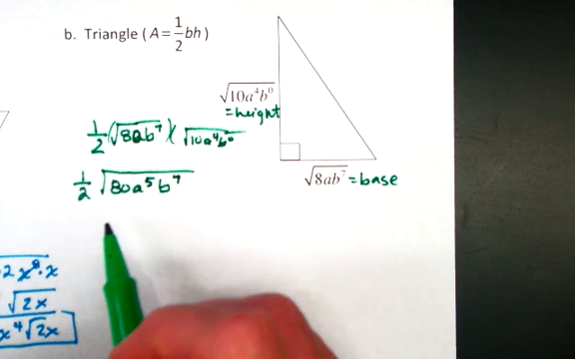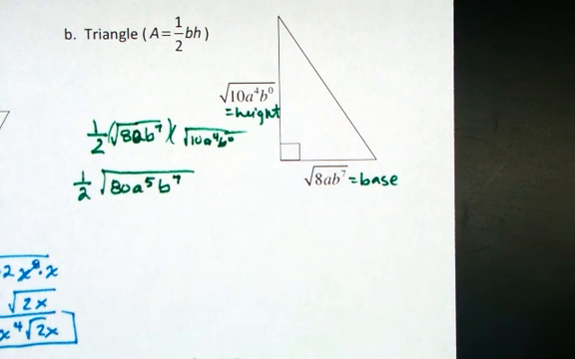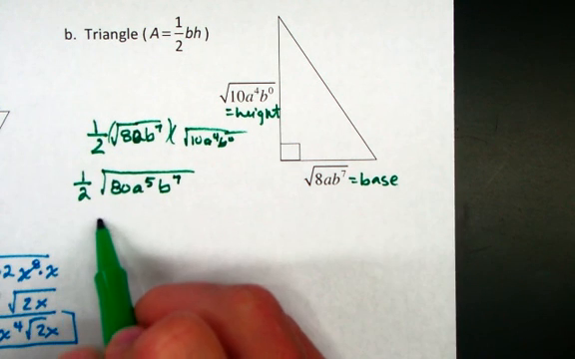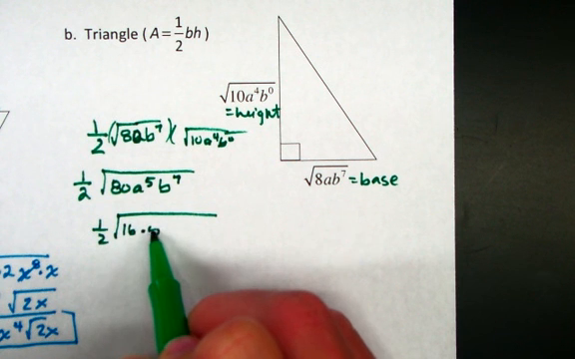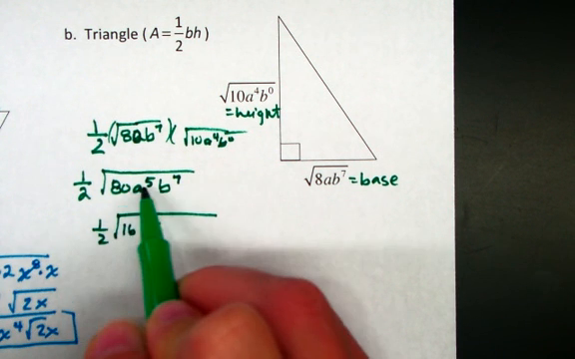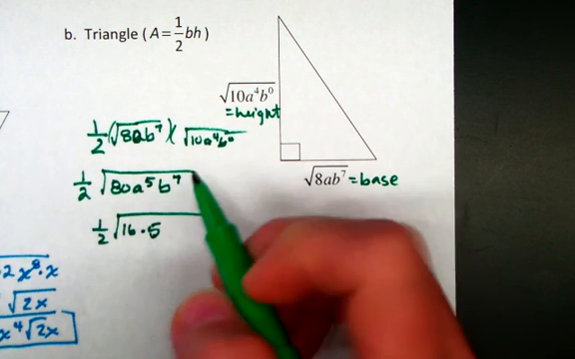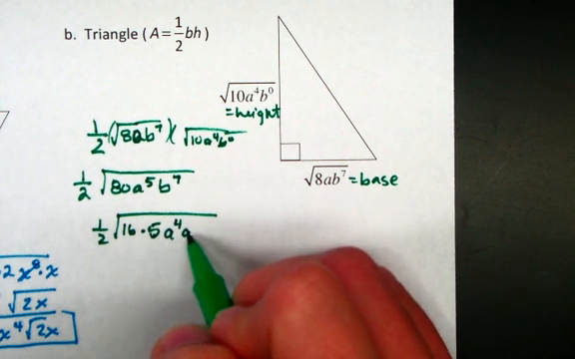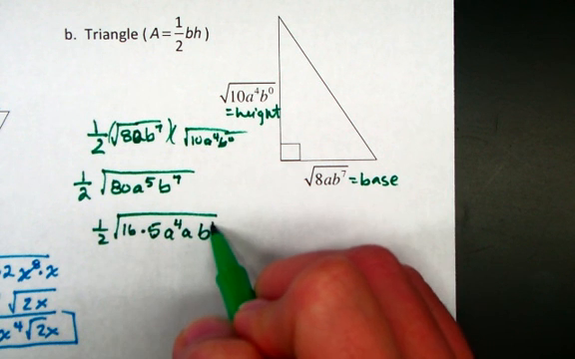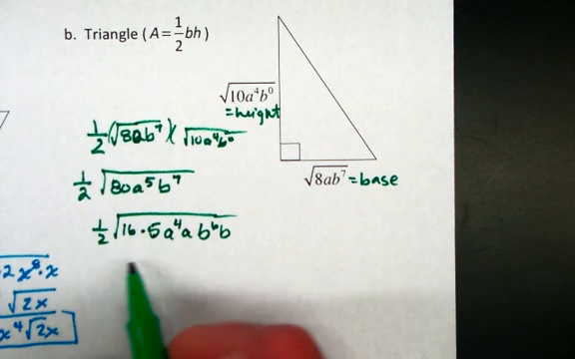And let's see, 80, is that 16 times 5, maybe? It is, okay. So we get 1/2, the square root of 16 times 5. Because I'm taking the square root, I'm going to try to rewrite a and b so that their exponents can be divisible by 2. So this is going to be a to the 4th times a, so there's 5 a's, and b to the 6th times b is 7 b's. And now I can go ahead and evaluate.